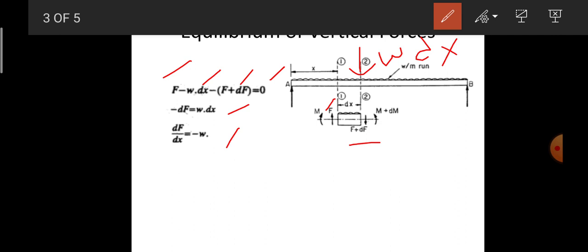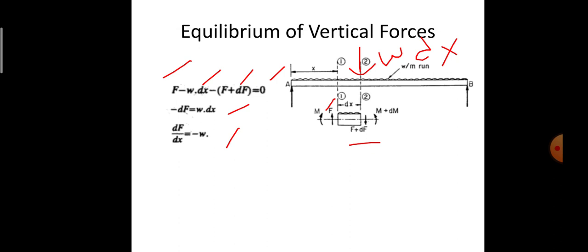So differentiation of shear force with reference to the distance over which the load is acting will give the load itself on the member. This equation shows that the rate of change of shear force with reference to the distance is equal to the rate of loading. So this is the relation between load and shear force.